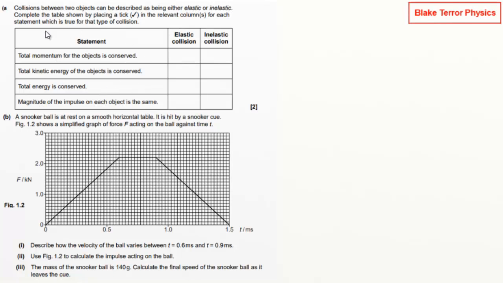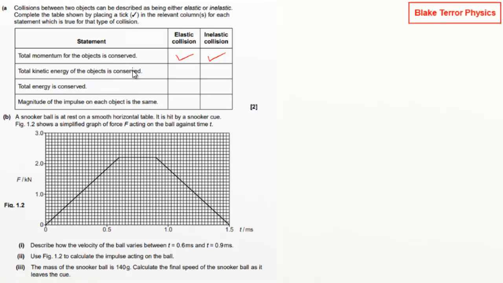Okay, a bit more work on collisions. So we're given a table to fill in for elastic collisions and inelastic collisions, and we have to tick off the things which are true for that type of collision. Total momentum for the objects is conserved. Right, we can always use conservation of momentum in a collision, so it doesn't matter whether we've got elastic or inelastic. The momentum isn't going anywhere else. Momentum exists in objects, and if we've only got two objects hitting each other, then the momentum must stay in those and be conserved through the collision.